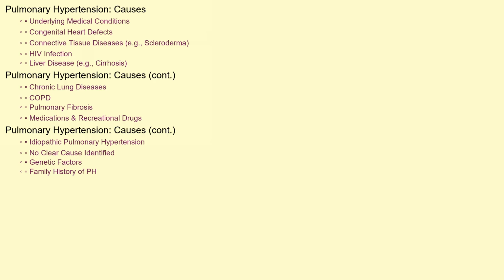condition. Pulmonary hypertension can be caused by a variety of factors. Sometimes it arises from underlying medical conditions like congenital heart defects, connective tissue diseases such as scleroderma, HIV infection, liver disease like cirrhosis, and chronic lung diseases such as COPD and pulmonary fibrosis. Certain medications and recreational drugs have also been linked to PH. In some cases, no clear cause can be identified. This is known as idiopathic pulmonary hypertension. And finally, a family history of PH can increase your risk, pointing to a genetic component in some cases.